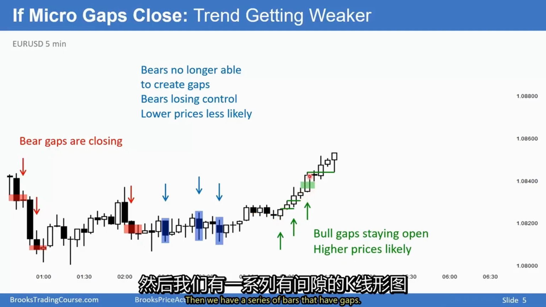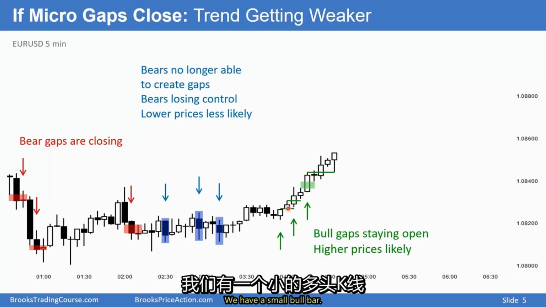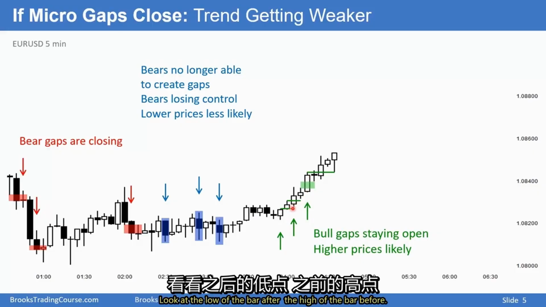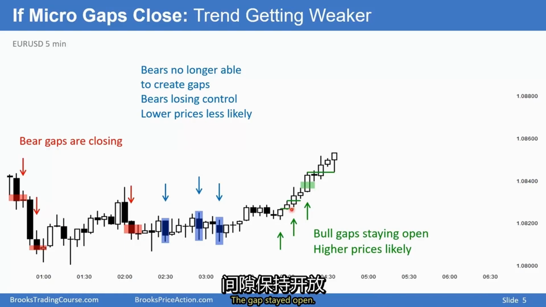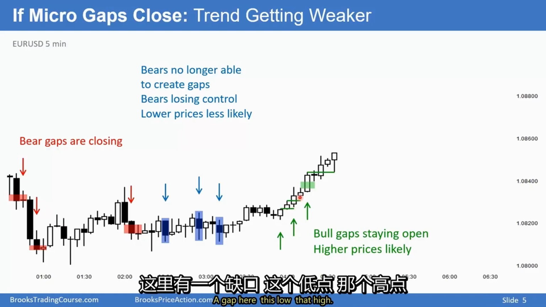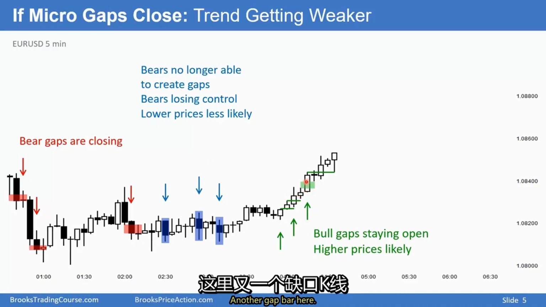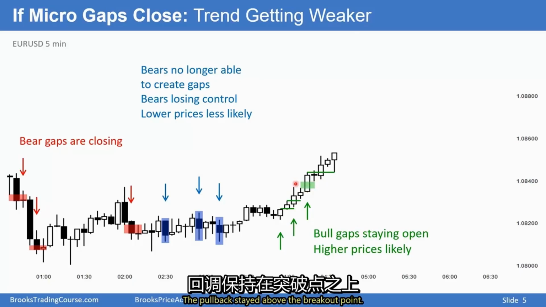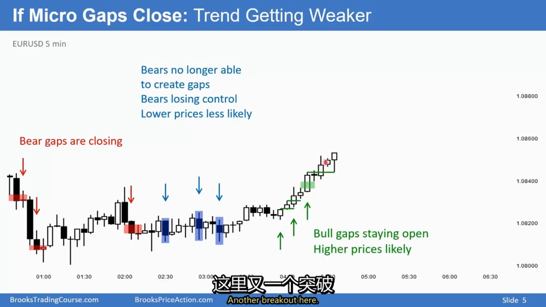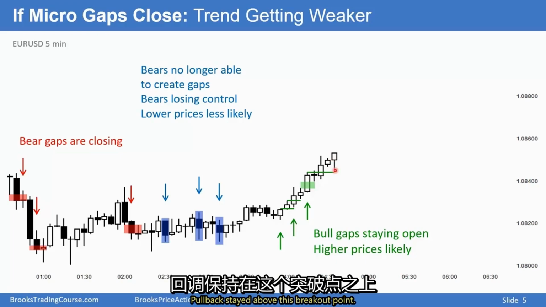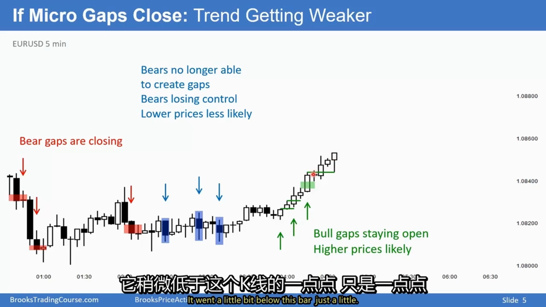And then we have a series of bars that have gaps. We have a small bull bar. Look at the low of the bar after, the high of the bar before, the gap stayed open. A gap here, this low, that high. This bull trend bar is a gap bar. Another gap bar here. The pullback stayed above the breakout point. Another breakout here. Pullback stayed above this breakout point and went a little bit below this bar, just a little.